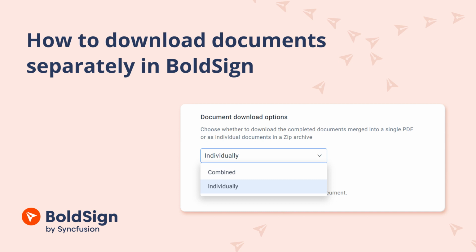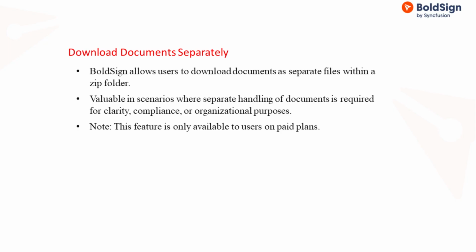In this video, you will learn how to download documents as separate files within a zip folder in BoldSign. BoldSign provides users with the flexibility to download documents individually as separate files within a zip folder, rather than as a single combined file when multiple documents are uploaded for signing. This feature is particularly valuable in scenarios where separate handling of documents is required for clarity, compliance, or organizational purposes.